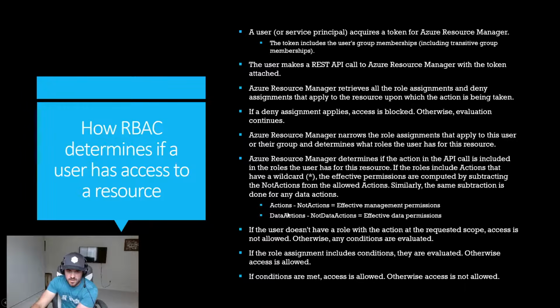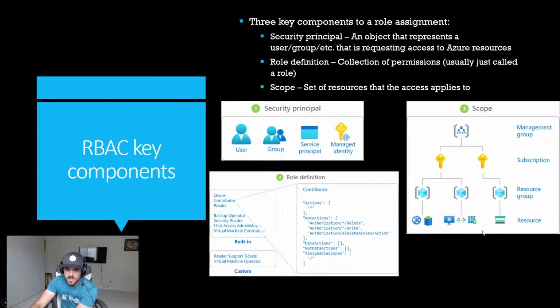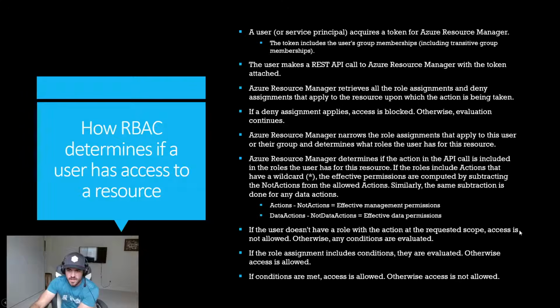All right. So if the user doesn't have a role with the action at the requested scope, so if maybe the scope is over here, but they're trying to access resources over here, then that access is going to be denied. Otherwise, the remaining conditions are going to be evaluated. Maybe there's a conditional, did they use MFA that's required? But otherwise, if the role assignment includes conditions, they're going to evaluate. Otherwise, access is allowed. And then finally, if everything is met, access allowed. Otherwise, access is denied.